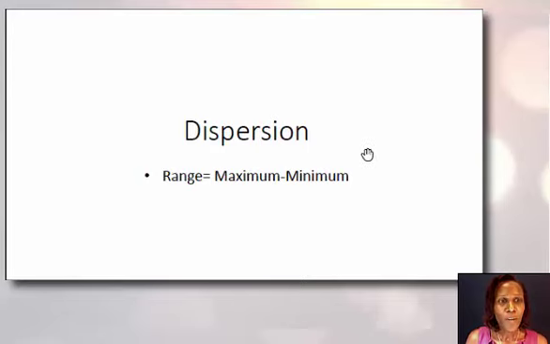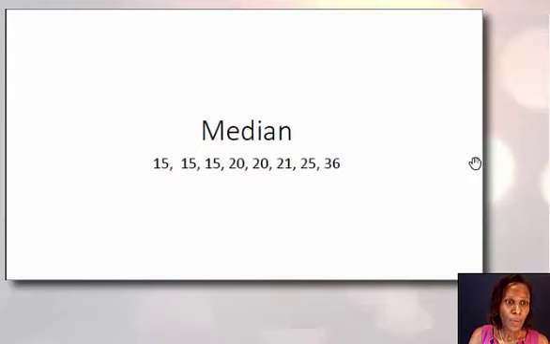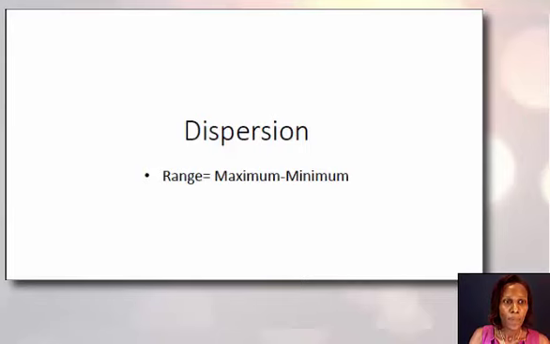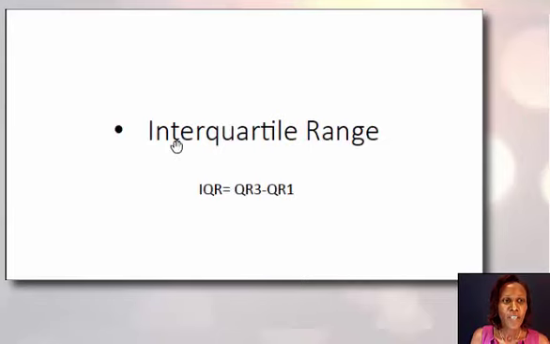Let's also talk about measures of dispersion from the mean. One such measure is the range. Range is just the maximum minus the minimum. If we go back to our earlier example, we need to rank this from the lowest to the highest, and then look at the range. 36 minus 15 will give us our range.